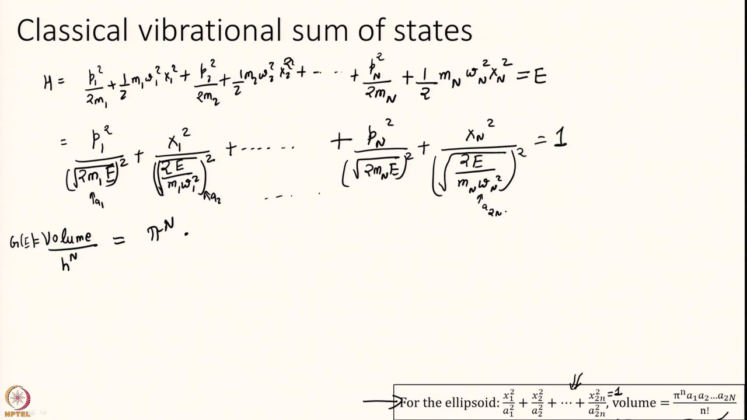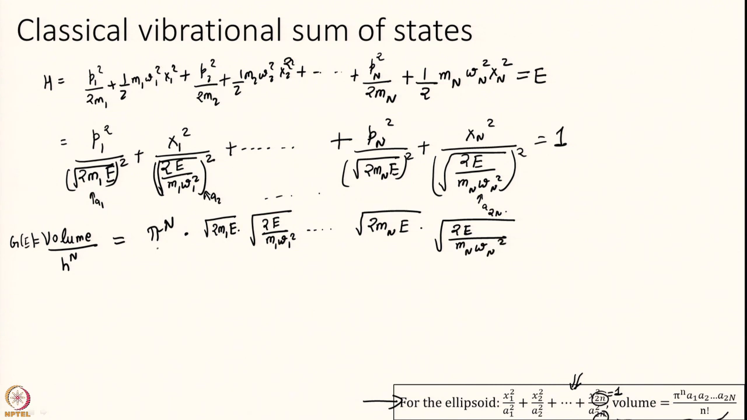I have p1 comma x1 comma p2 comma x2 till pn comma xn. So, I have 2n. Okay. So, that is why I have a 2n here. So, pi to the power of n into root 2m1e into root 2e over m1 omega 1 square dot dot dot root 2mne root 2e divided by m n omega n square divided by n factorial.